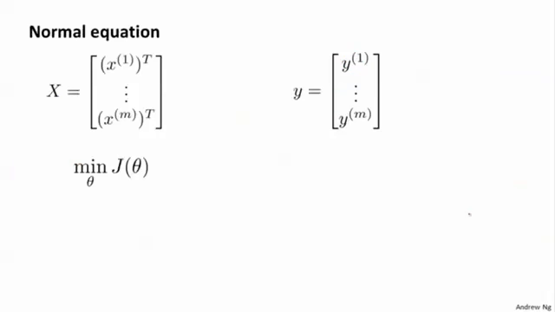Gradient descent was just one of our two algorithms for fitting a linear regression model. The second algorithm was the one based on the normal equation, where we created the design matrix X, where each row corresponded to a separate training example, and we created a vector y, an m-dimensional vector that contained the labels from the training set. So whereas X is an m by n plus 1 dimensional matrix, y is an m-dimensional vector.